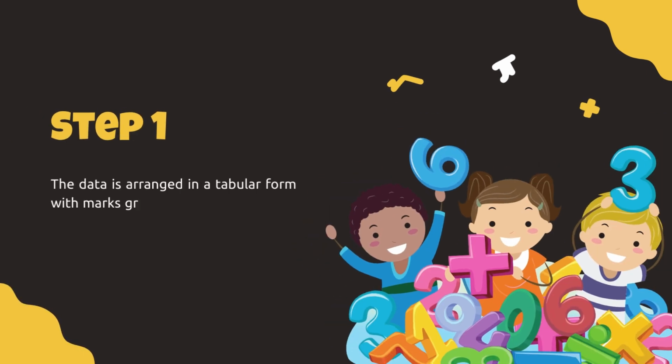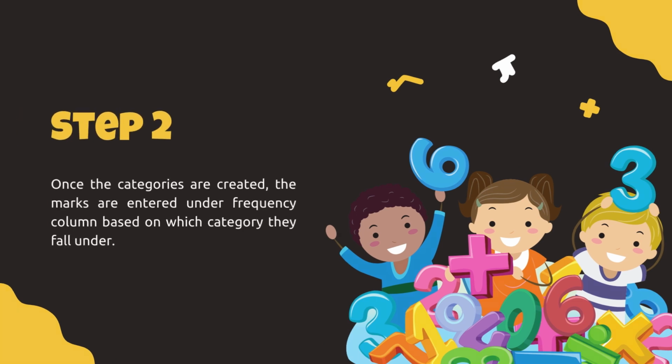So let me go step by step through which you can calculate the mean with the help of the formula that we discussed just before. The very first step is to arrange the data in a tabular form, where the marks can be grouped into categories, and the class interval can be 5 or 4, it depends upon how you are making your frequency distribution. In step 2, once you categorize the data and create the different class intervals, the marks are assigned to the different class intervals, and accordingly you can give the frequency of each class interval.